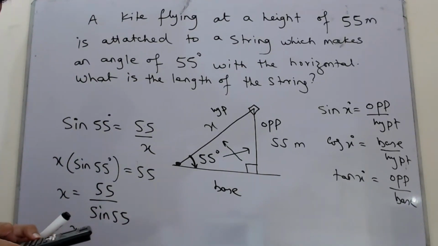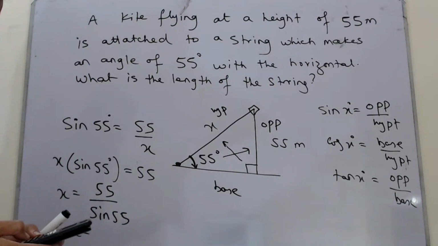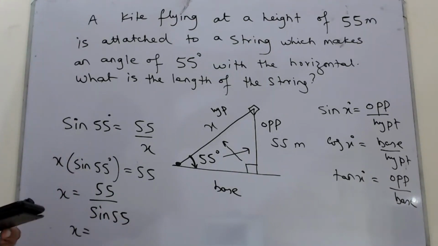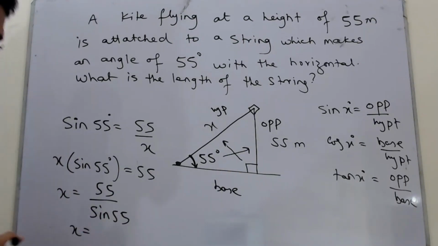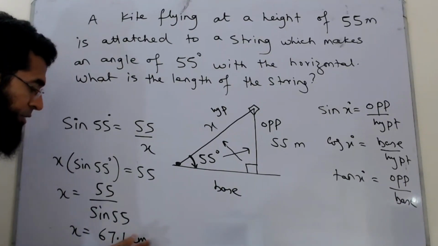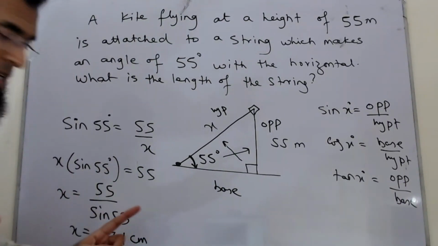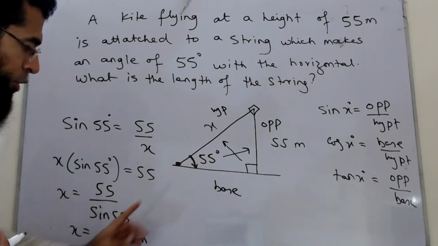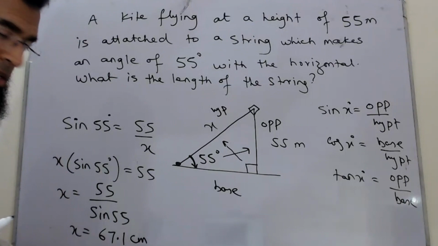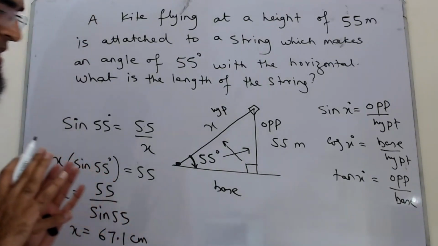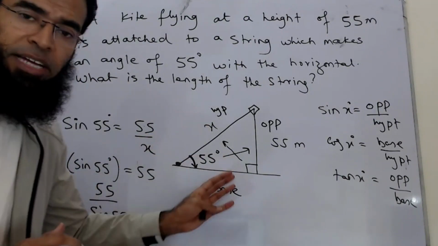This is 55 divided by sine of 55. Don't forget to close the bracket. And this is 67.1 centimeters, sorry, because this is the length. So length is always in centimeters. अगर ये angle होता, let's say we have to find an angle, तो वो degrees है. Length is in centimeters, right? So simple as that. I hope the question is clear, the language is clear, the figure is clear.